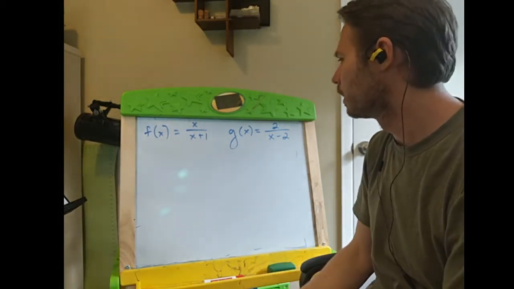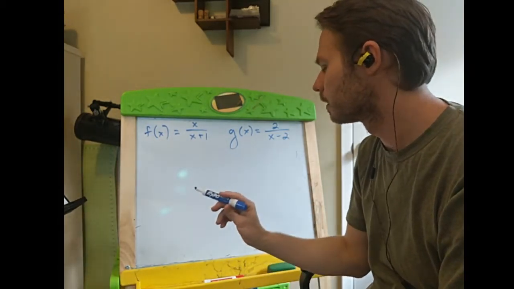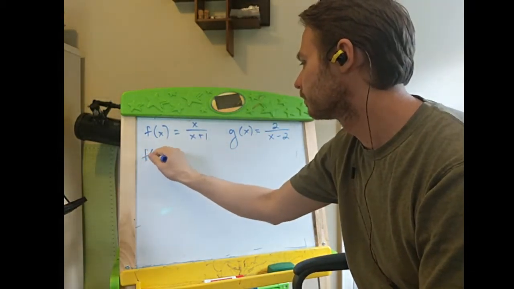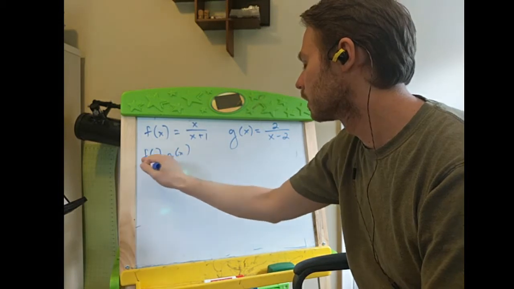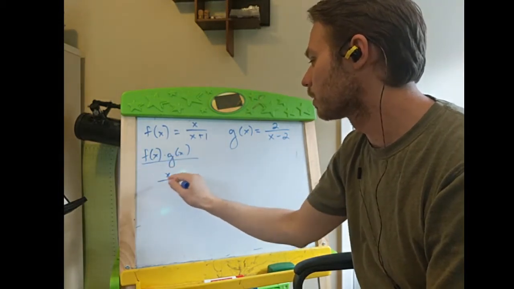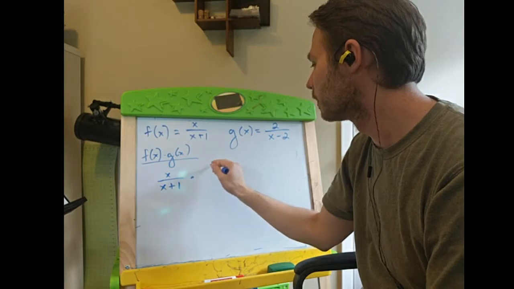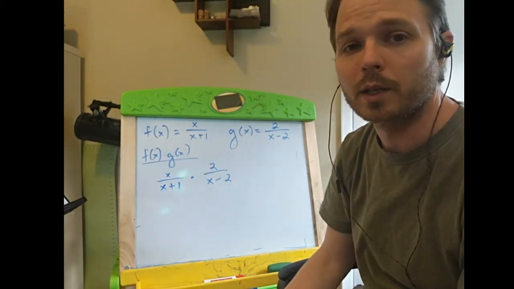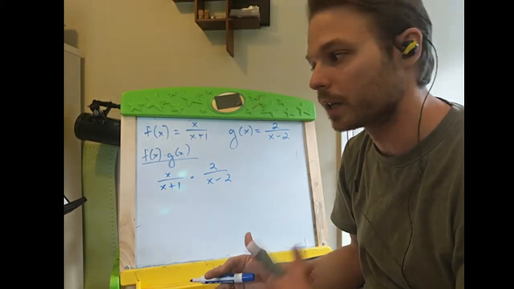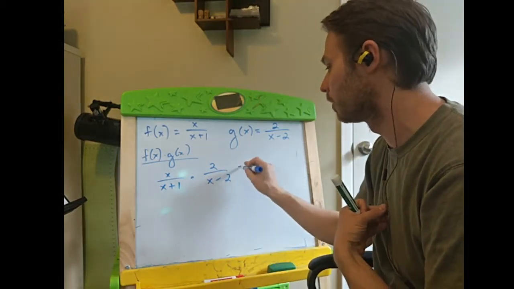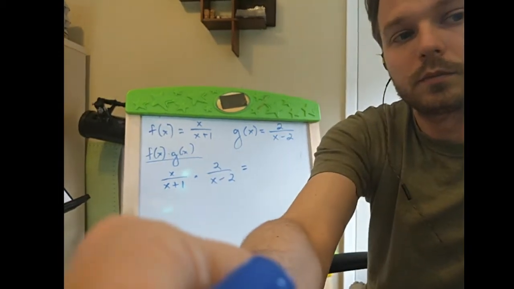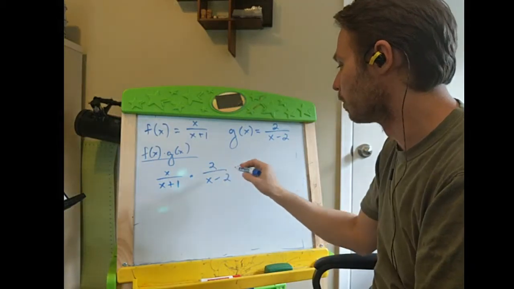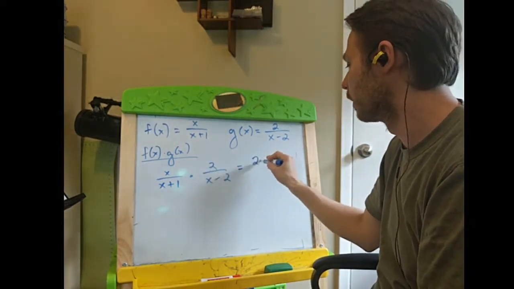All right, let's start with multiplication because that's the nicest one. So let's do f of x times g of x. So this is going to be x over x plus 1 times 2 over x minus 2. Again, I don't need common denominators for multiplication, so this is really nice. I don't have to do anything special before I can multiply these. So I can literally just multiply straight across. X times 2 is 2x.